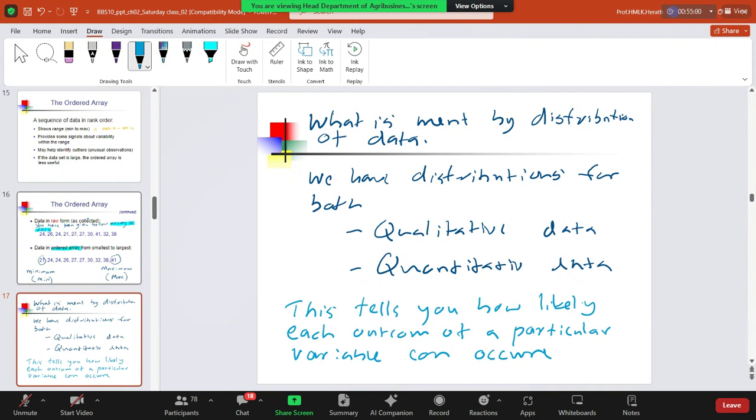Say we have a population of people with different education backgrounds. If we pick a person randomly, what would be the chance of that person being a person with a degree? So this is given by the distribution of your data.